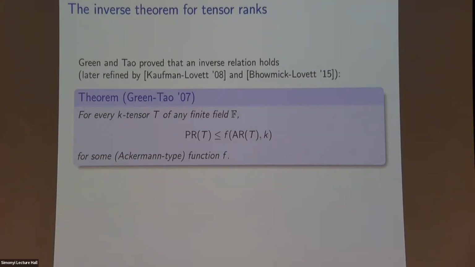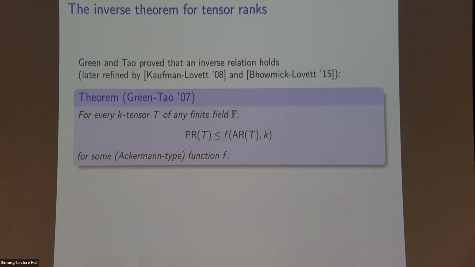So Green and Tao phrase this, or maybe for polynomials, Green and Tao, it's the same influential paper that was mentioned in the previous talk. Green and Tao gave some quantitative bounds. They showed that yes, there is a way to bound the partition rank in terms of the analytic rank and k, which we think of k, the order of the tensor, as something fixed. So you bound the partition rank only in terms of the analytic rank, independently of the field size, more importantly, independent of the number of variables.